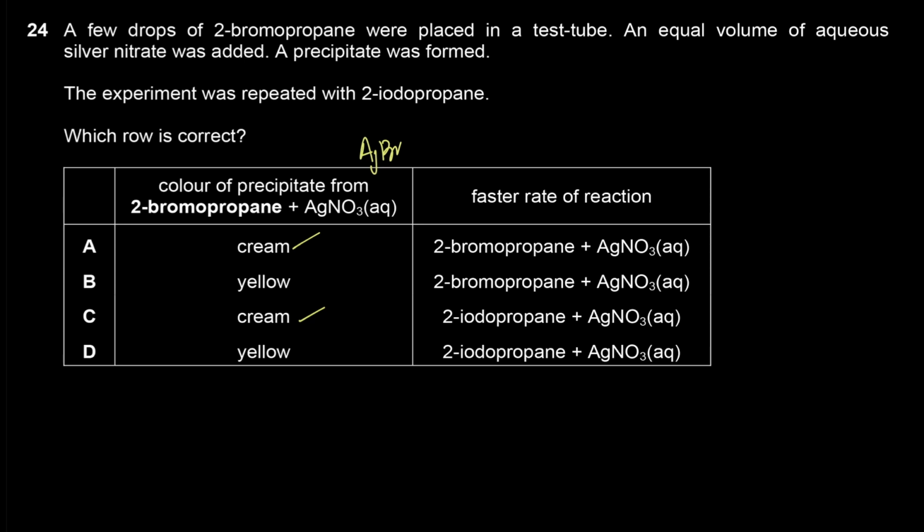So we know that it can't be B or D, it must be A or C. Which has a faster rate of reaction? Do iodoalkanes react faster or bromoalkanes? We know that iodopropane will react faster, because the carbon-iodine bond is weaker than the carbon-bromine bond, because iodine is a much larger atom, right? Greater bond length, hence weaker bond. Weaker bond means lower activation energy and faster rate of reaction. So iodopropane will react faster with silver nitrate. Okay, so the answer here is C.